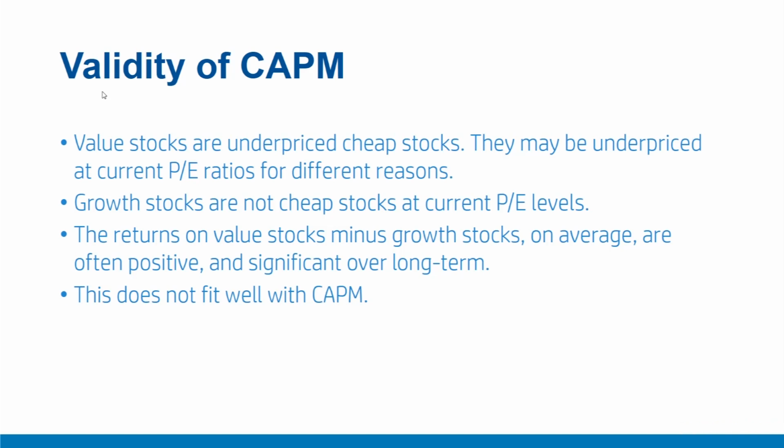Researchers often observe what is called the value growth premium. The returns on value stocks minus growth stocks are often positive and significant over the long term. This also does not fit well with CAPM. As per CAPM, the only reason that expected returns may differ across stocks is their beta. It appears that small stock firms are perceived as riskier by investors than large cap firms. Similarly, value firms are also perceived as riskier as compared to growth firms. That means CAPM is not the whole truth here. Some additional dimensions of risk apart from beta are also playing their part. That is, firm size and book to market ratios are capturing these additional dimensions of risk.